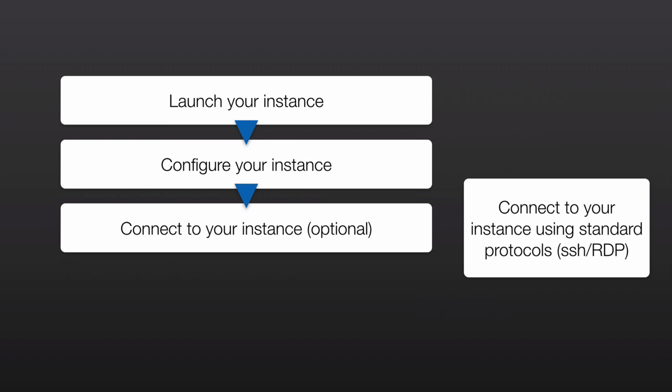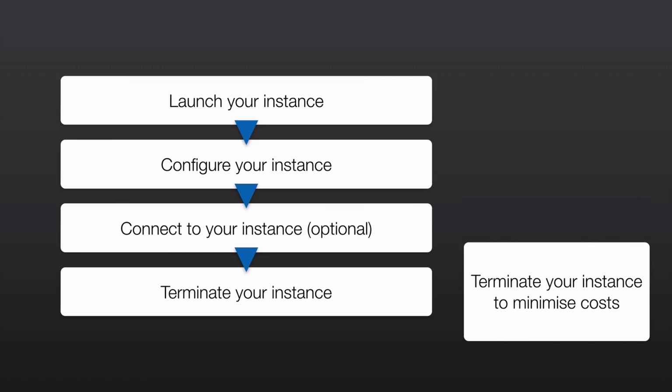Once you've done that, you can connect to your instance using standard protocols, subject of course to having set a security policy that enables you to do so. Once again, we'll cover that in a few minutes, but you have the normal approach then for managing and controlling your instance using standard tools like SSH, RDP, or any other tool that can be carried over TCP or UDP. And then once you're done, you can terminate your instance to minimize costs.